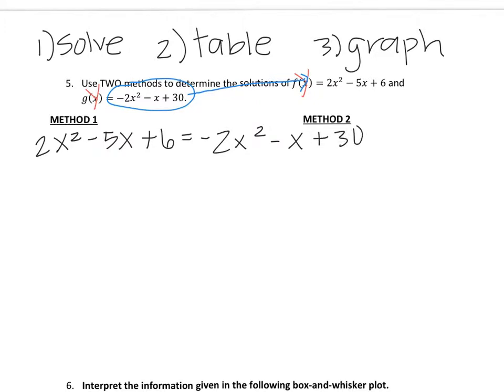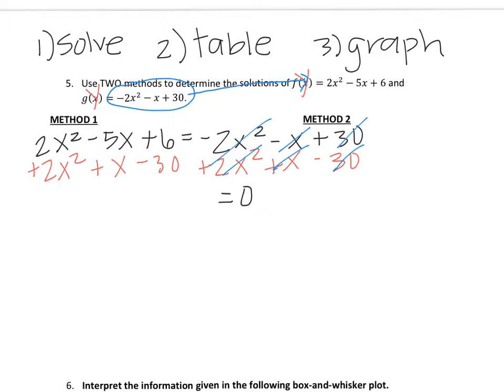I know I have a trinomial, so I want to get everything all on the same side. So I'm going to add 2x squared on both sides. I'm also going to add x on both sides. And I'm going to subtract 30 on both sides, because what's going to happen is everything on the right side is going to cancel, and that's going to be equal to 0. So now we have 4x squared minus 4x minus 24.